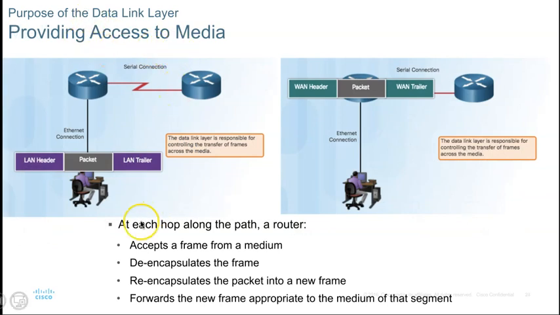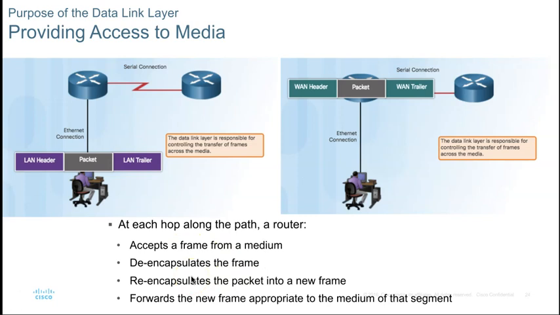Providing access to media, again, this is a little bit what we talked about before. You can see here we have two routers that are communicating with each other using a serial communication, right? Serial communications. And at each hop along the path from here all the way down to here, each device router will accept a frame for a medium and de-encapsulate it.